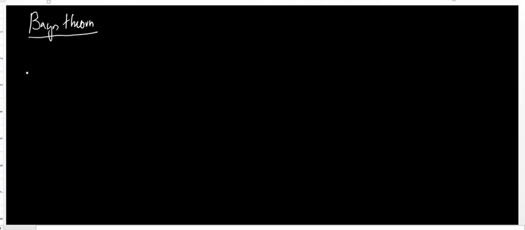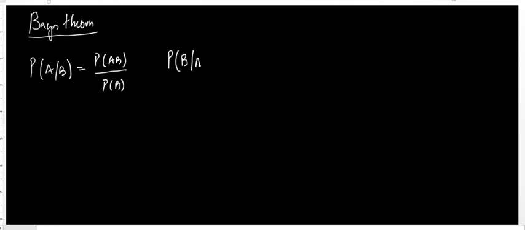Now we have already talked about the conditional probability, that is probability of A given that B has already occurred. It is equal to probability of A and B occurring together divided by probability of B. Now let me take the reverse conditional probability, that is probability of B given that A has already occurred, which is equal to probability of B and A occurring together divided by probability of A.